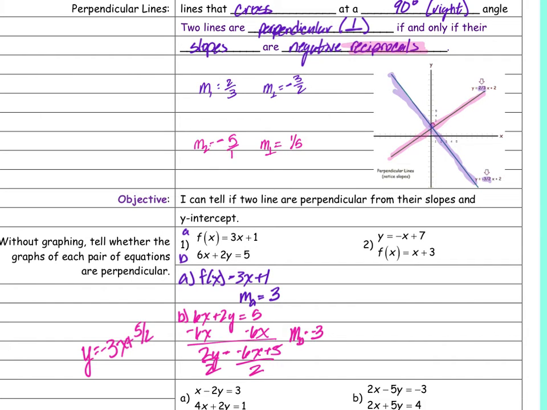Flip it. So if I take my slope and I write my slope as a fraction, that means this is 3 over 1. So if I have the slope that's perpendicular to this line, according to my definition, it would have to be negative 1 over 3. Is that what this slope is? Negative 1 over 3? No. So are they perpendicular? No.